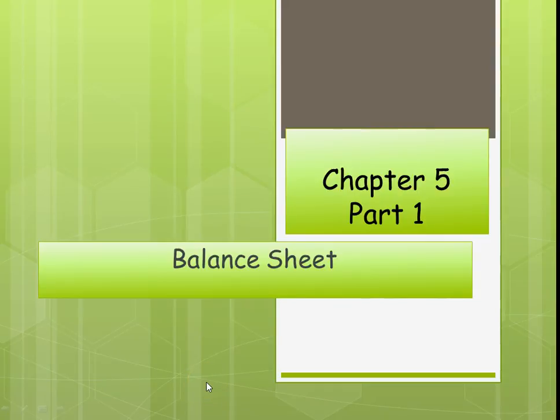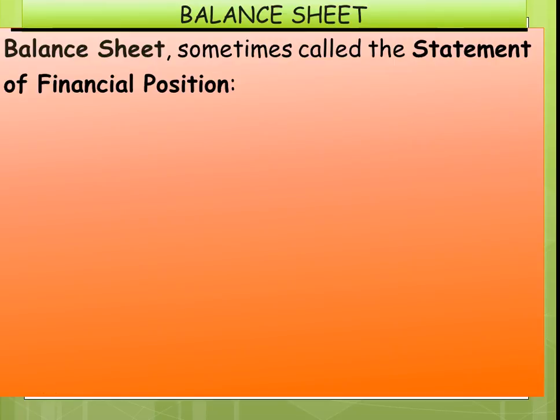Chapter 5 from Kieso Intermediate Accounting, 16th edition, covers the balance sheet. Part 1. What we should know about the balance sheet. It's also called the Statement of Financial Position.